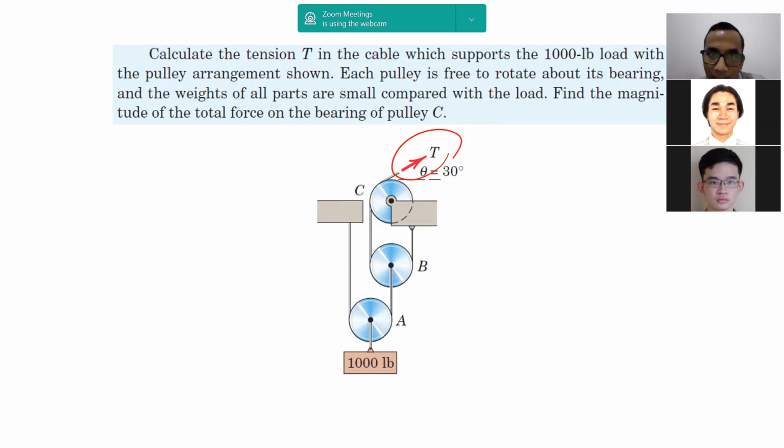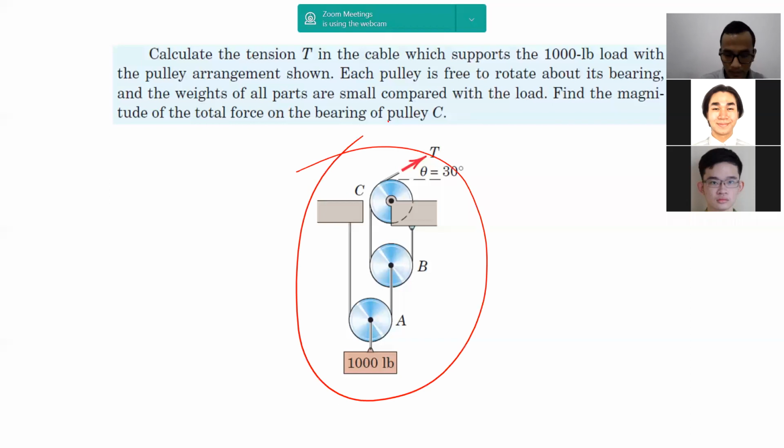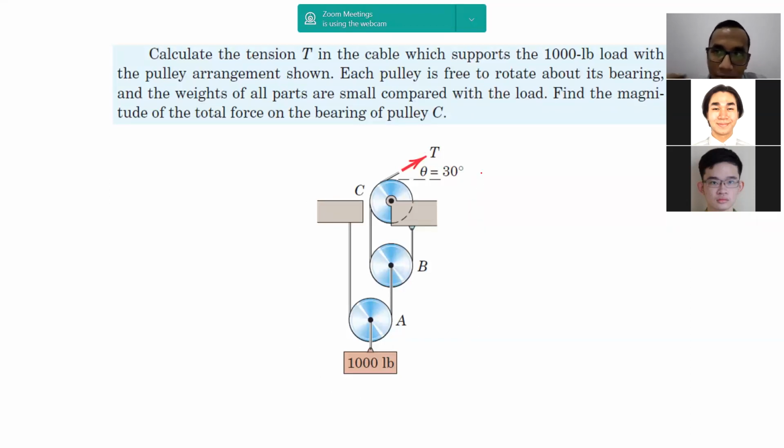Here is T, right? That's the thing that is asked. But I believe we will not be able to solve it by just drawing the whole free body diagram. We have to isolate the problem one by one. From all of this, which one is the known value? The weight. Only the weight, right, Mario? Nothing else, right? Yes.